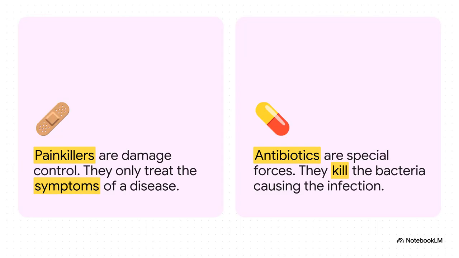It's really, really important to know the difference between treatments. On one hand, you have painkillers. These just treat the symptoms. They're like putting a bucket under a leak in the ceiling. It helps with the mess, but it doesn't fix the hole. Then you have antibiotics. These are the real deal. They actually go in and kill the bacteria that are causing the infection. They're fixing the hole in the roof. And a huge takeaway here, antibiotics only work on bacteria. They do nothing against viruses.